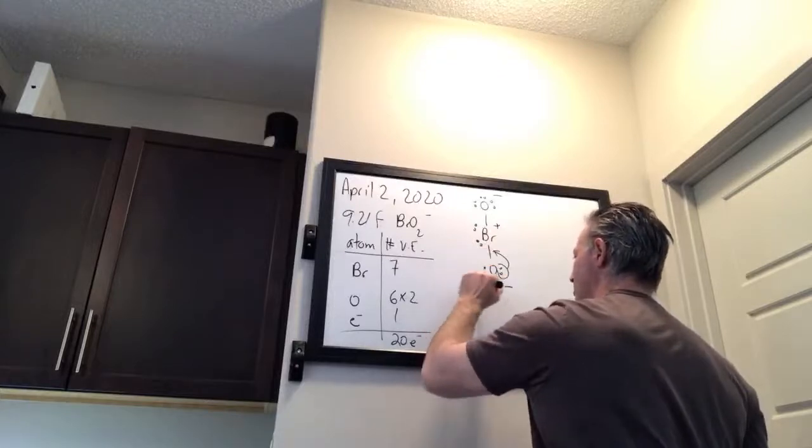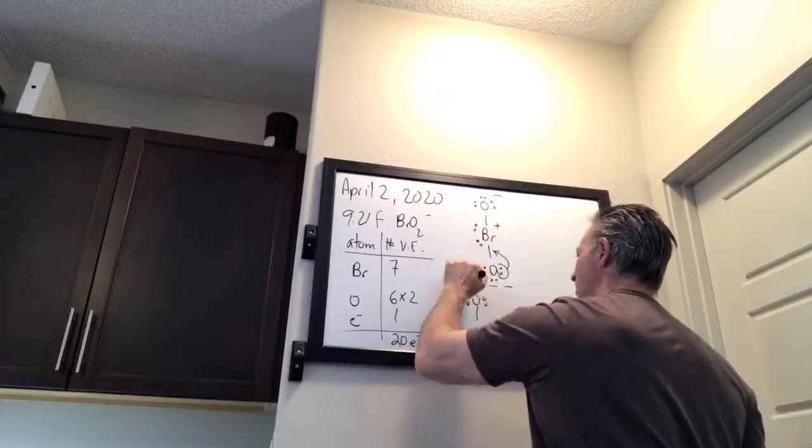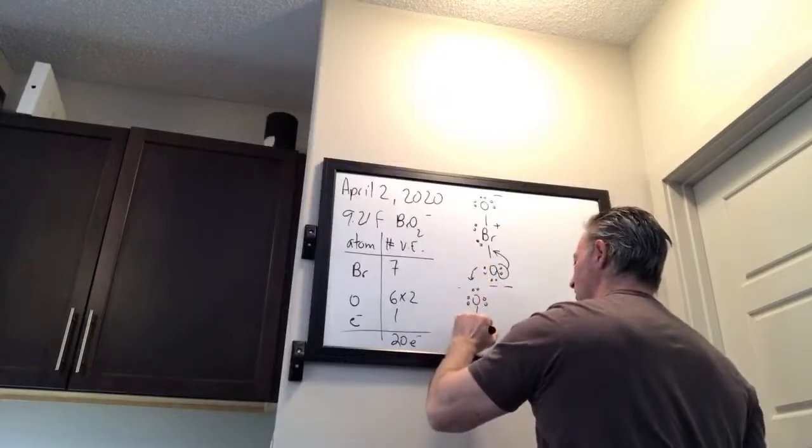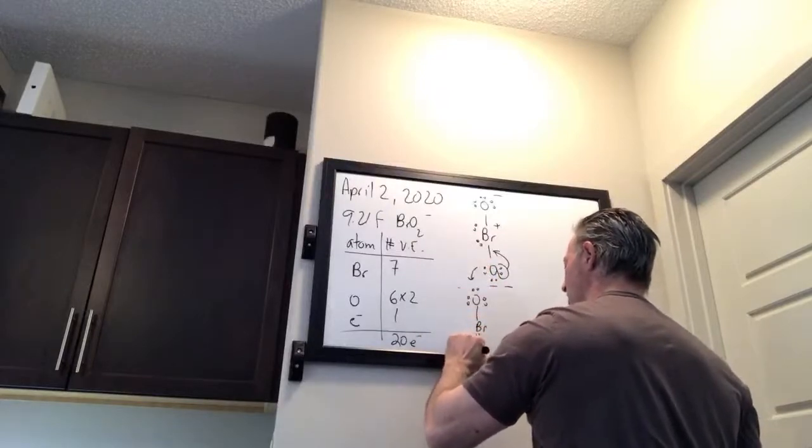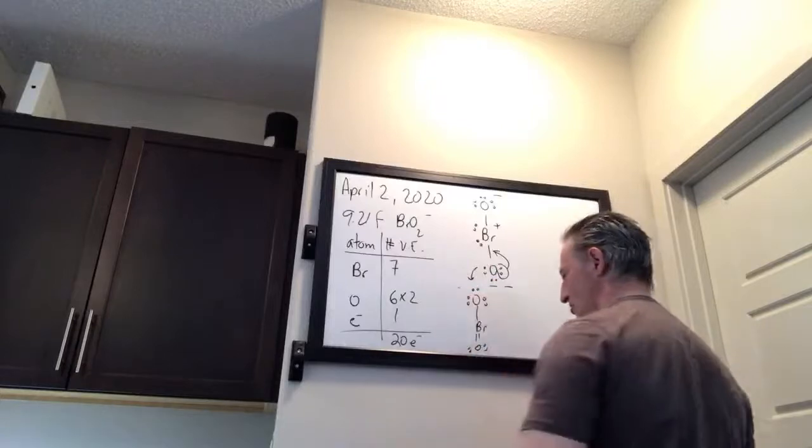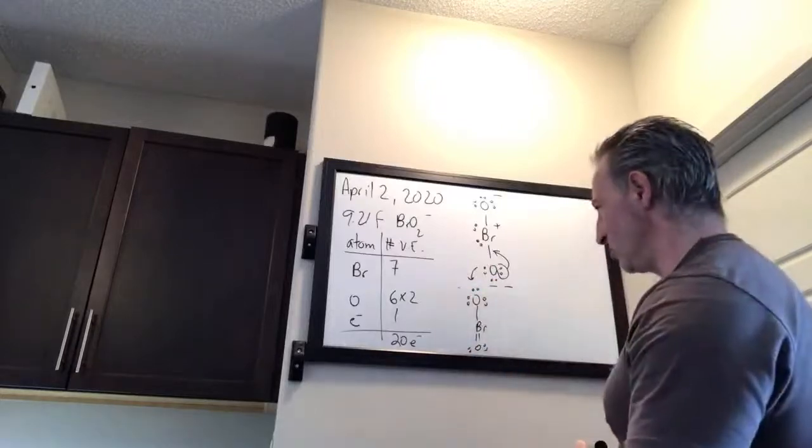It'll still have a minus charge on that oxygen atom. And there will be a double bond over here. Really what you got is 3 bonds shared over 2 positions.